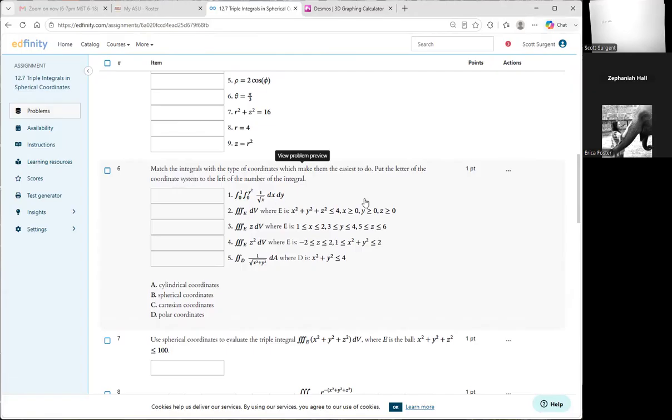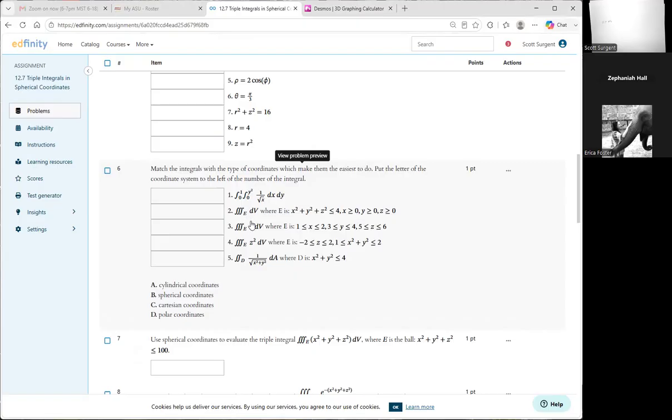Match the integrals with the type of coordinates which make them the easiest to do. Put the letter of the coordinate system to the left. All right, so let's look at the first one. It's integral 0 to 1, 0 to y squared, 1 over rad x dx dy. So that would be Cartesian, right? Yeah, because there's no obvious circular issues going on. You're really looking for circles or spheres.